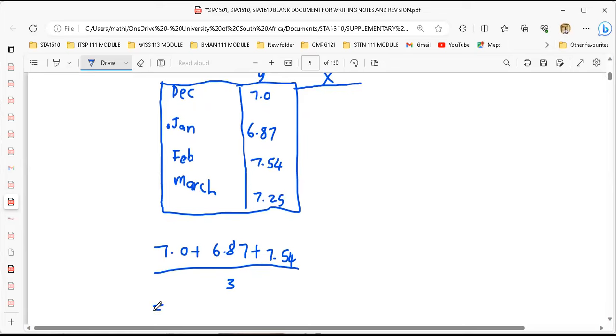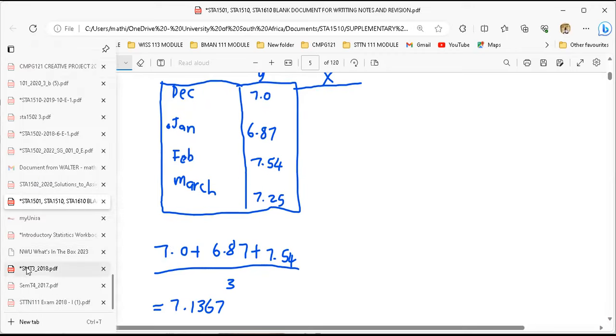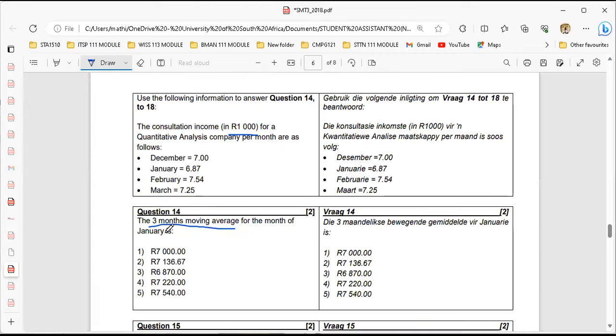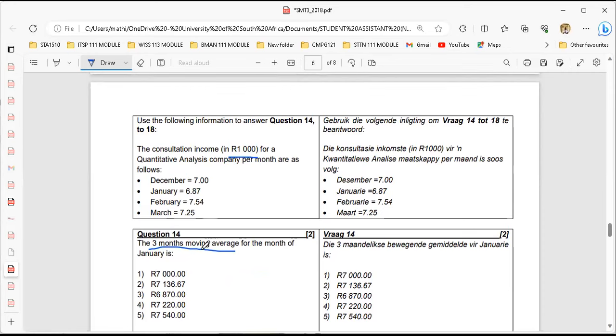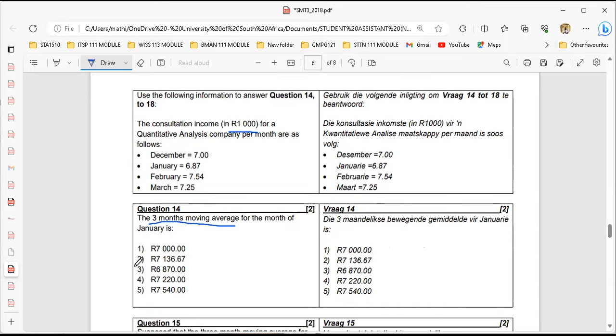It's 7.0 plus 6.87 plus 7.54. And then I got 7.1367. I have to multiply it by 1,000 because they said in thousands. And then the answer that I got is 7,136.67, which is option 2. That is our answer for question 14, option 2.